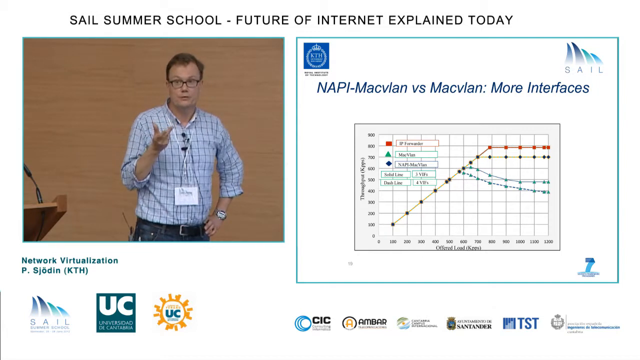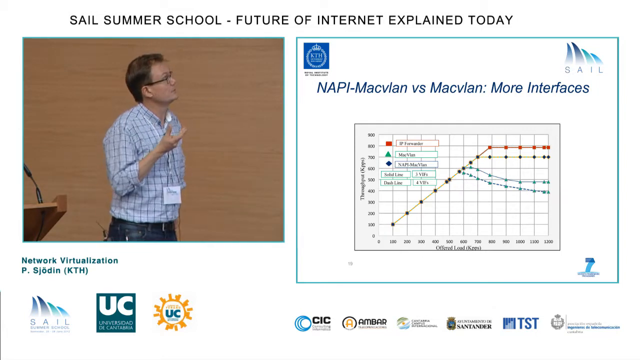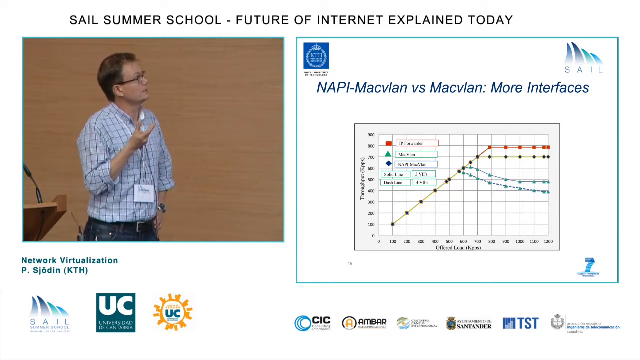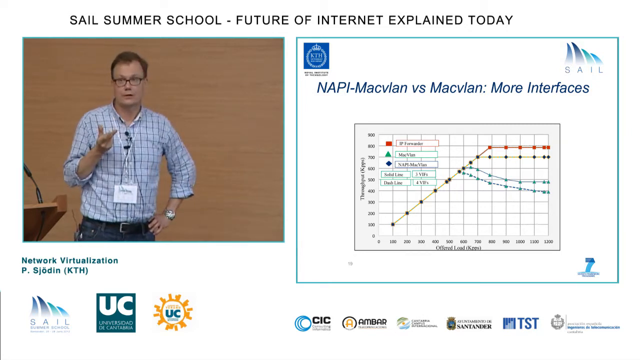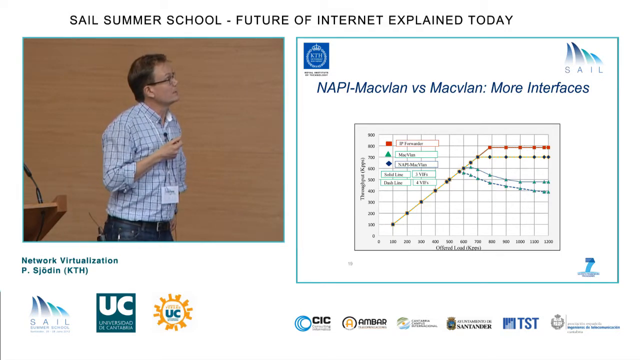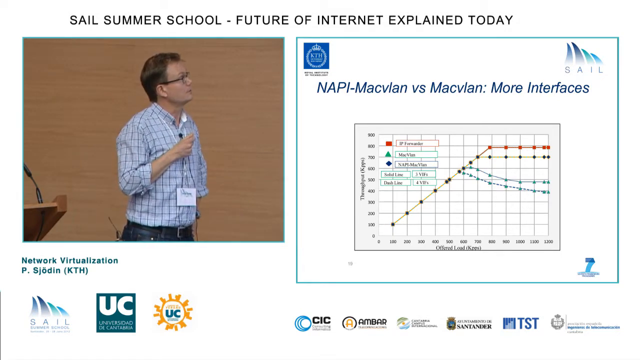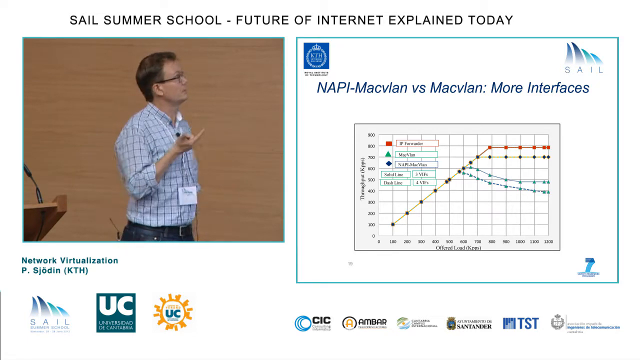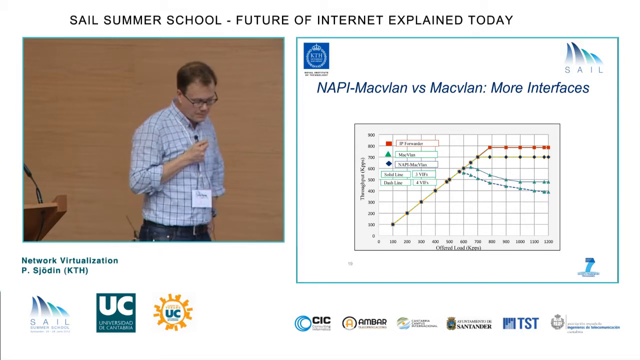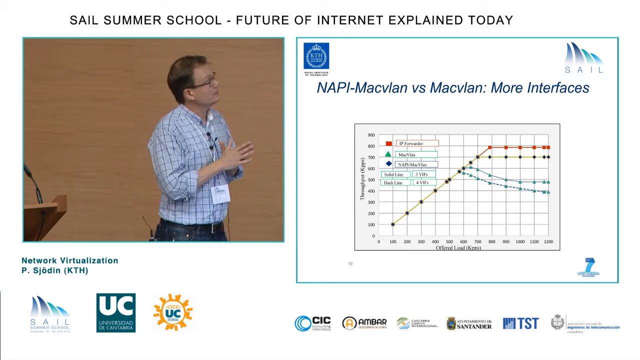We're still paying a performance penalty for doing virtualization. We still can't get the same performance as our base case, as our reference case, which here is regular IP forwarding. So we're still paying a little bit in terms of performance for the virtualization due to the overhead that we are seeing in the virtualization. All right.